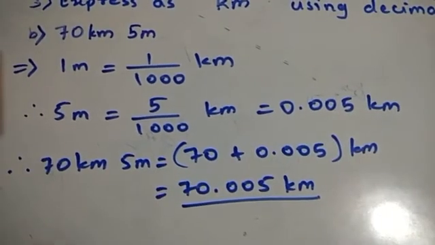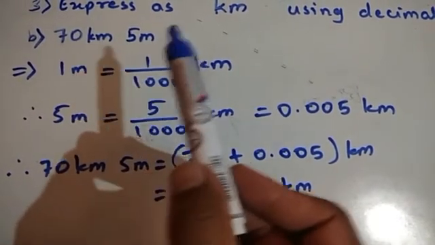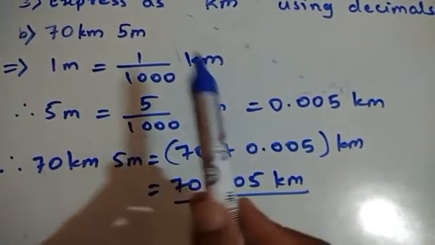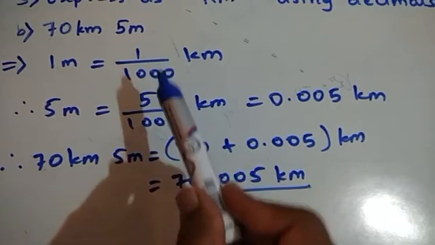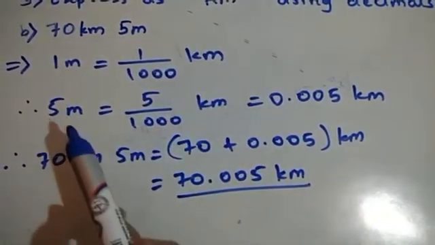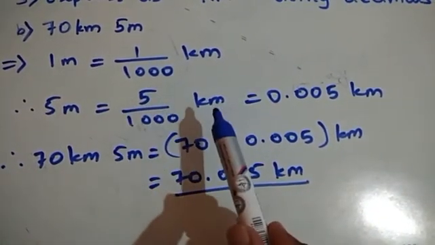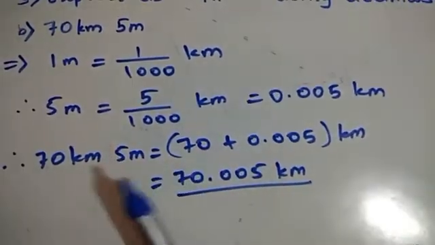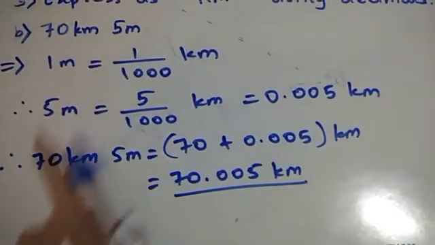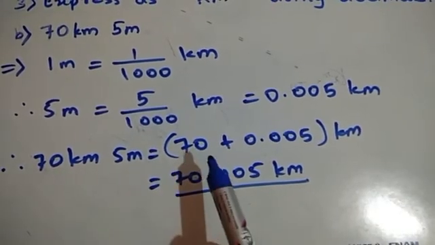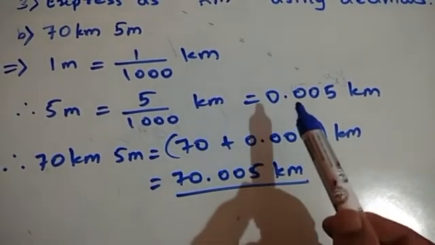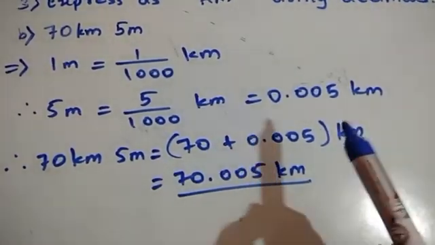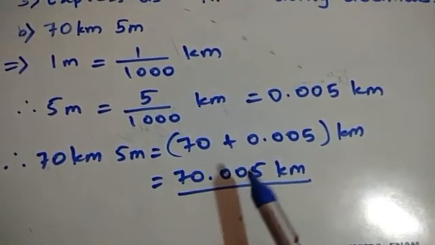See one more example here. 70 kilometer 5 meter. The 70 is already in kilometer, so only 5 meter will convert into the kilometer. 1 meter is equal to 1 upon 1000 kilometer, that we know. Therefore 5 meter is equal to 5 upon 1000 kilometer. And then that can be written as 0.005 kilometer. Therefore 70 kilometer 5 meter is equal to 70 kilometer as it is plus 5 meter, which means 0.005 kilometer. Therefore 70 plus 0.005 kilometer is equal to 70.005 kilometer.